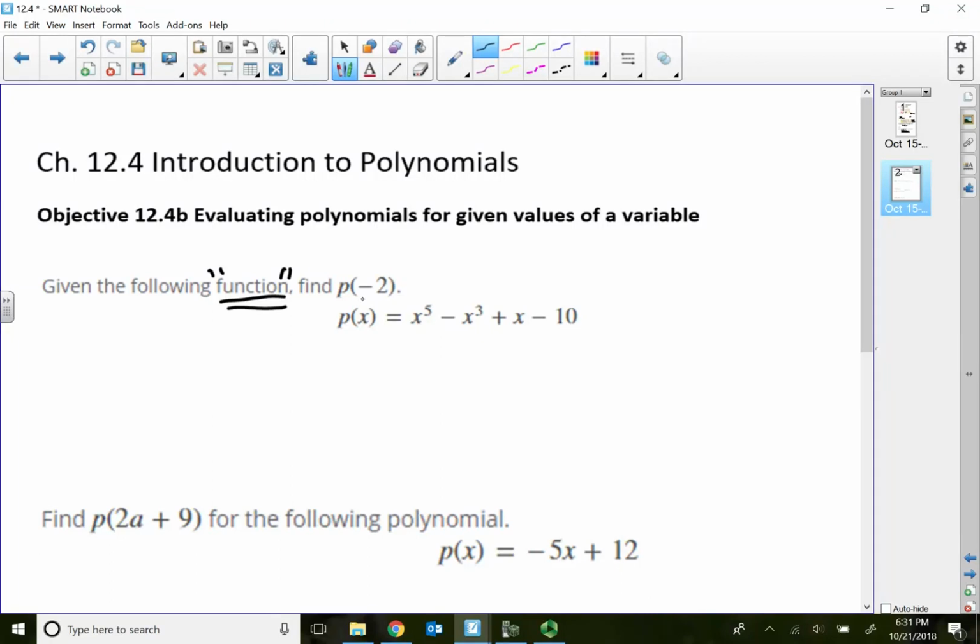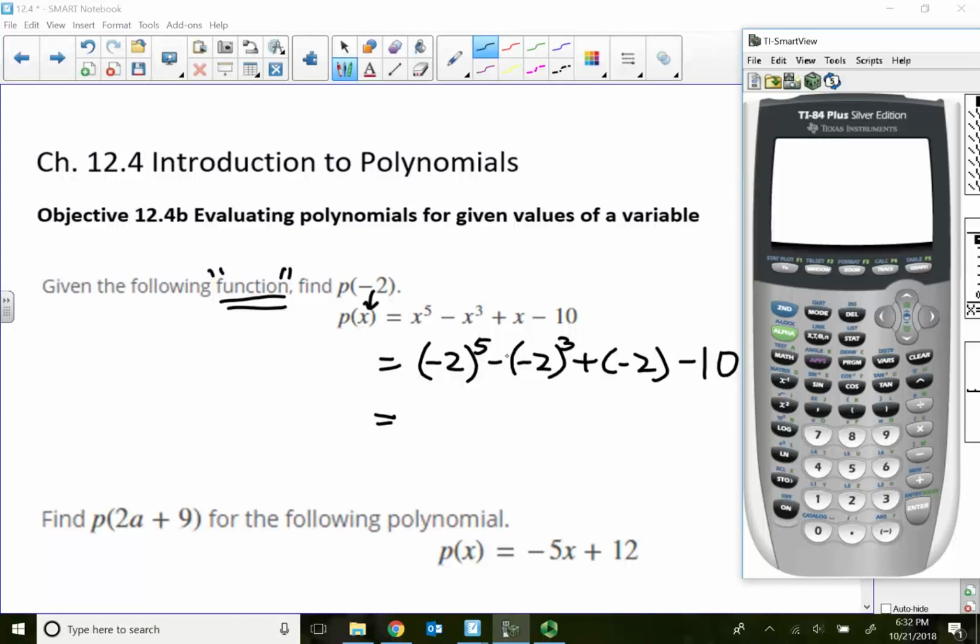Now I'm going to replace my x with -2 in my polynomial. Every x I see, I'm going to replace it with -2. So x to the 5th power means my (-2), whole thing, to the 5th power, minus x again is (-2), in parentheses, raised to the 3rd power, plus (-2), and minus 10. This is just like evaluating an expression, except my expression is called a polynomial.